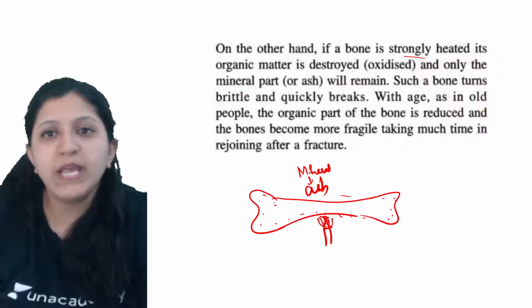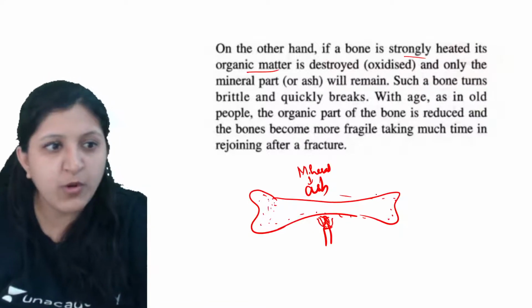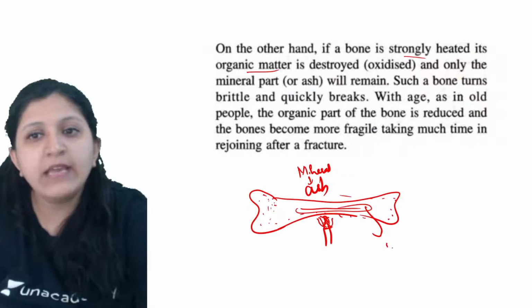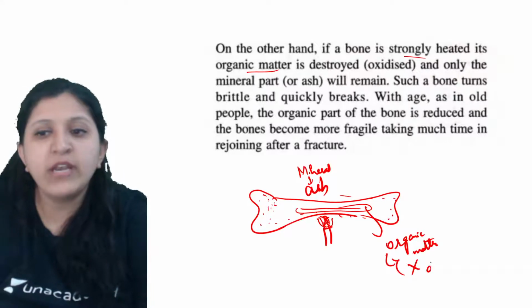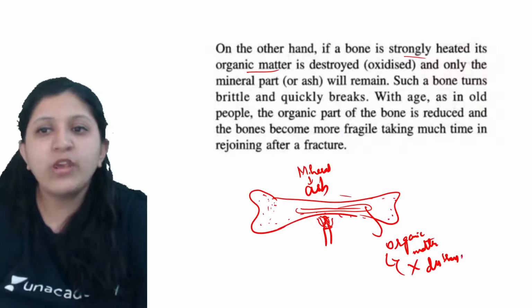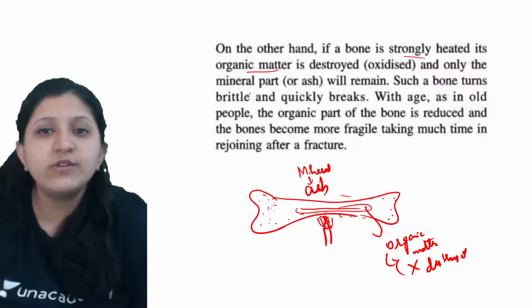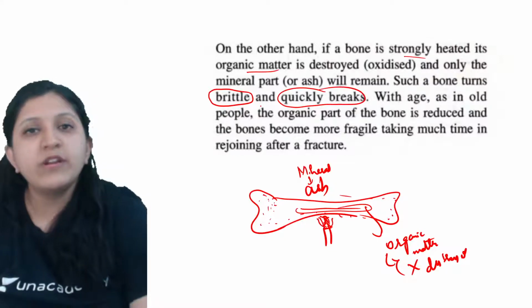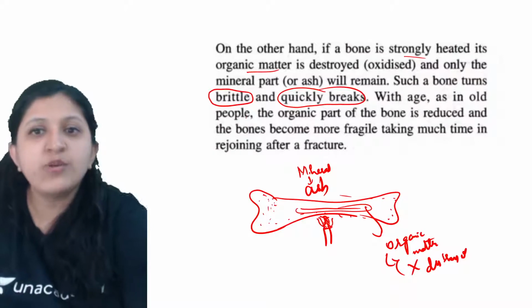And the organic matter, here you were able to find the red bone marrow and the yellow bone marrow, only this organic matter is going to get destroyed completely. So such a bone is going to turn brittle and it will quickly break, as there is no organic part. So with age, as in old people.